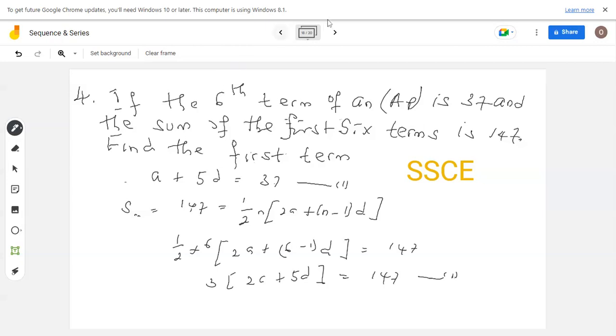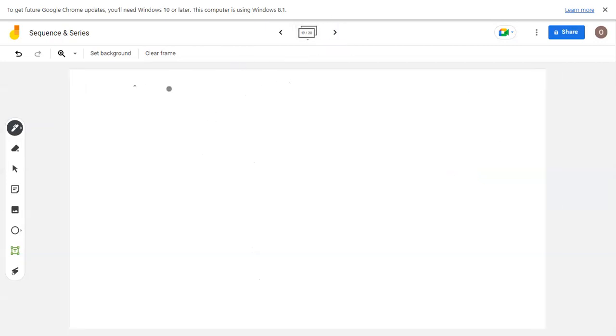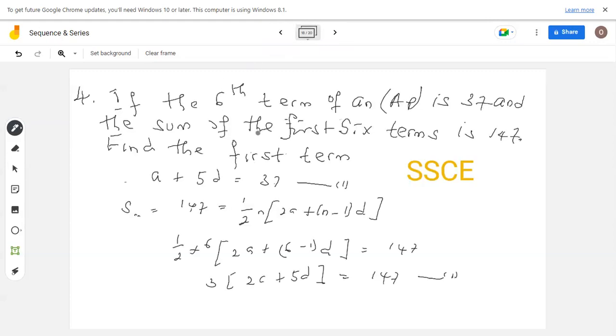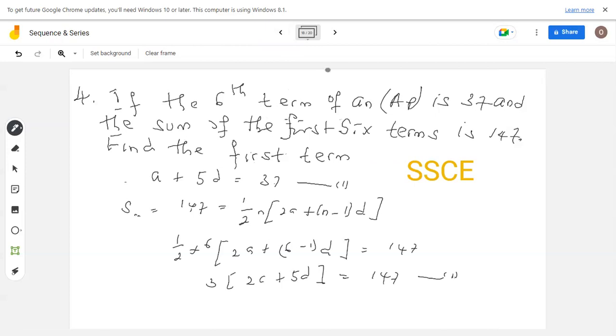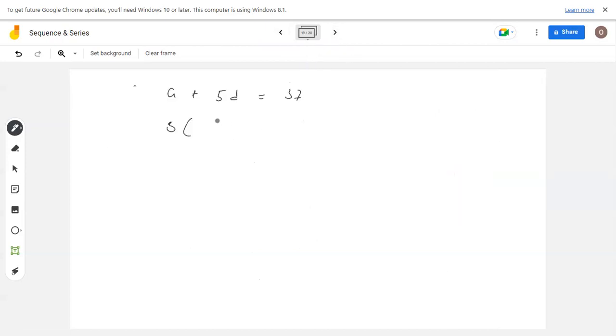Having a plus 5d is equal to 37, as we have on the last page. Then we have 3 into 2a plus 5d giving us 147. We can divide both sides by 3 here.